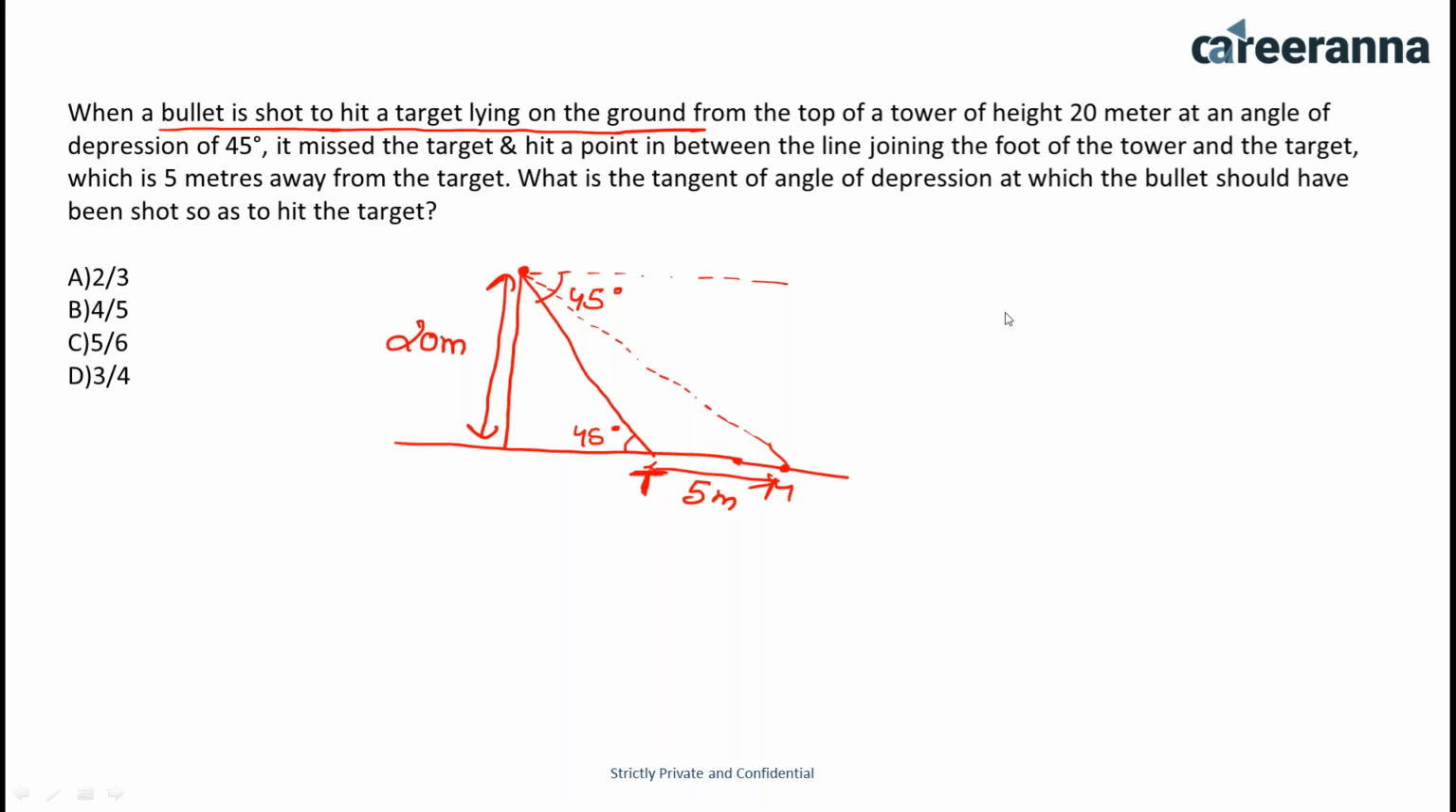In this question, the option is given to you already. So you just have to calculate the value of P upon B, perpendicular upon base. Okay, 4 by 5 you are getting.